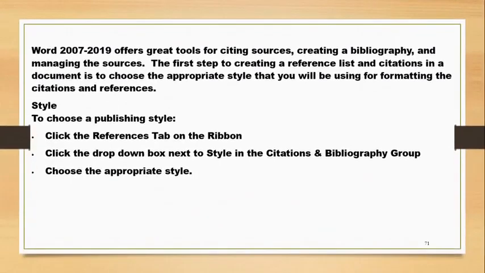Word 2007 to 2019 offers great tools for citing sources, creating a bibliography, and managing sources. The first step to creating a reference list and citations in a document is to choose the appropriate style that you will be using for formatting the citations and references. To choose a publishing style, click the References tab on the ribbon. Click the drop-down box next to Style in the Citations and Bibliography group. Choose the appropriate style. That one is very important to note.